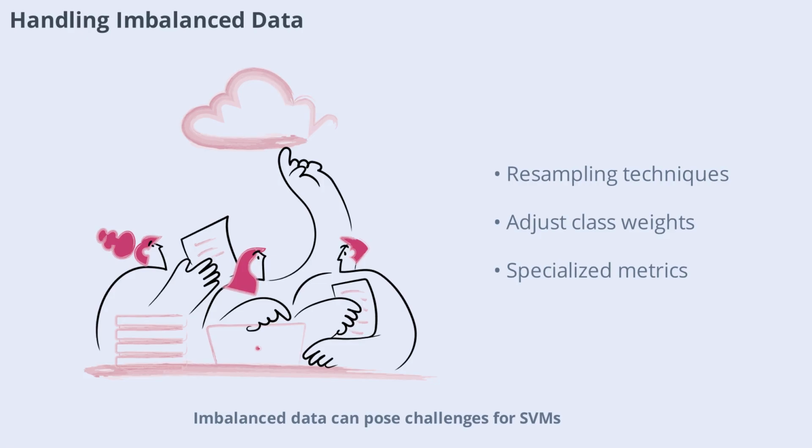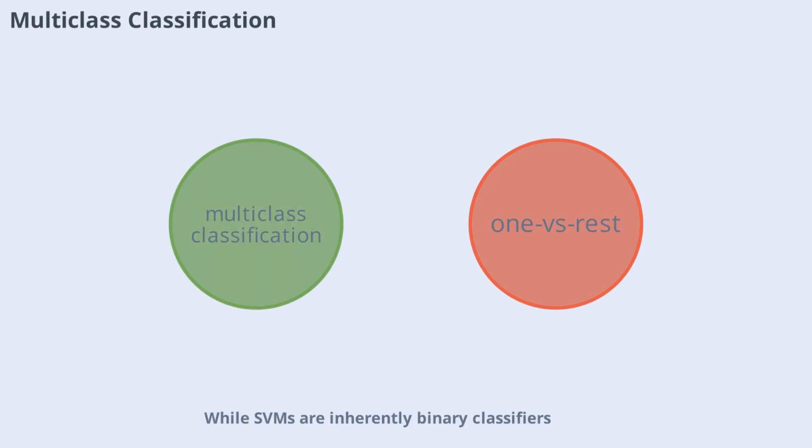Imbalanced data can pose challenges for SVMs, as the algorithm may favor the majority class. Techniques like resampling, adjusting class weights, or using specialized metrics can help address this issue, ensuring fair and accurate classification for all classes.